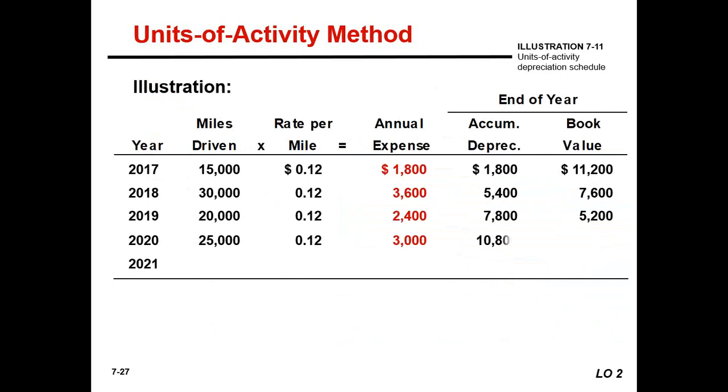Straight line was the same each year. Declining balance was more in the beginning and less at the end. Units of activity based solely on how much activity there was. Now, in the final year, we may not have had exactly 10,000 miles driven, but that is all that we can use because our estimate was based on 100,000 miles. And we see here that our book value ends at the $1,000 of salvage value.